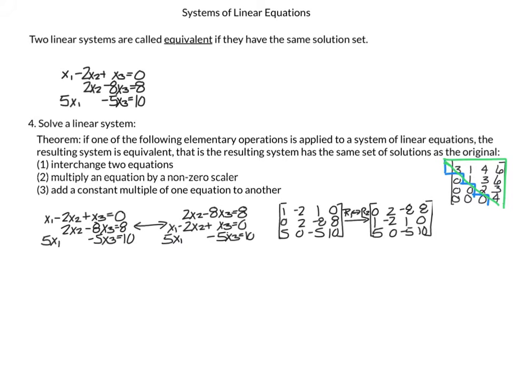I also wrote this with our matrix form, and you'll see that it makes it much cleaner. So my coefficients will be 1, negative 2, 1, 0; 0, 2, minus 8, 8; and 5, 0, negative 5, 10. And then my ending matrix will be 0, 2, minus 8, 8; 1, minus 2, 1, 0; and 5, 0, minus 5, 10.